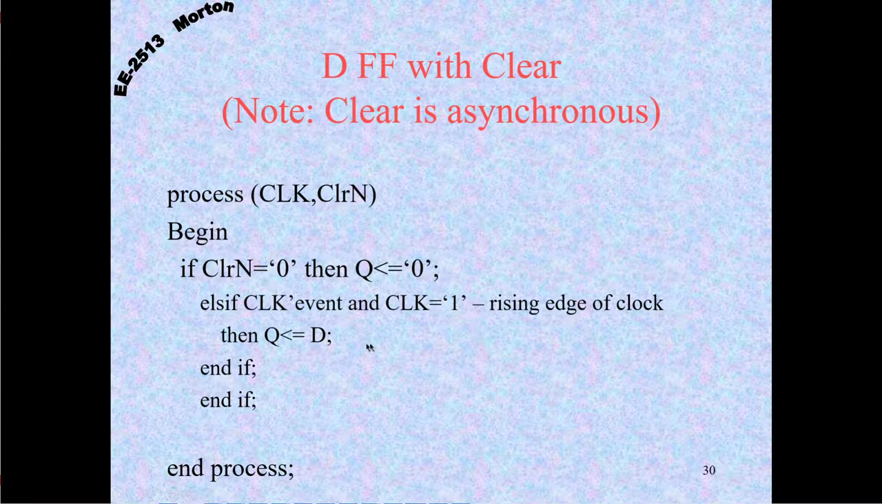Now, one of the interesting things in this one, the flip-flop didn't have a Q and a Q prime. Normally down here, out of this process block, we would have a statement that says Q prime equals the opposite of Q. So whenever Q changes, it automatically changes Q prime.